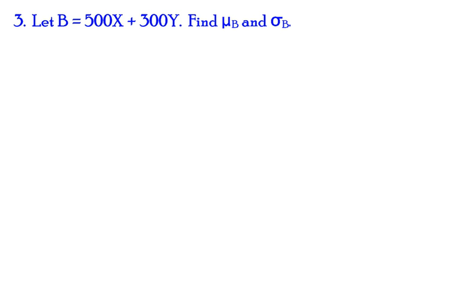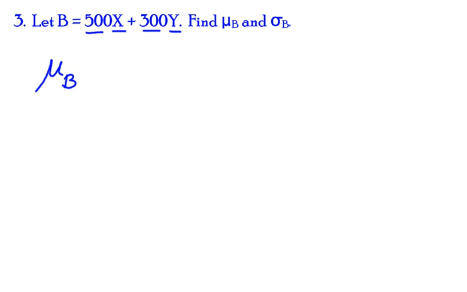The third thing we were asked to do is to consider that there was a $500 bonus for each car sold and a $300 bonus for each car leased, and asked to find the mean and standard deviation of the manager's total bonus, B. So I've come up with a formula. We're going to multiply how many cars were sold by 500 and how many cars were leased by 300. So we need mu B.